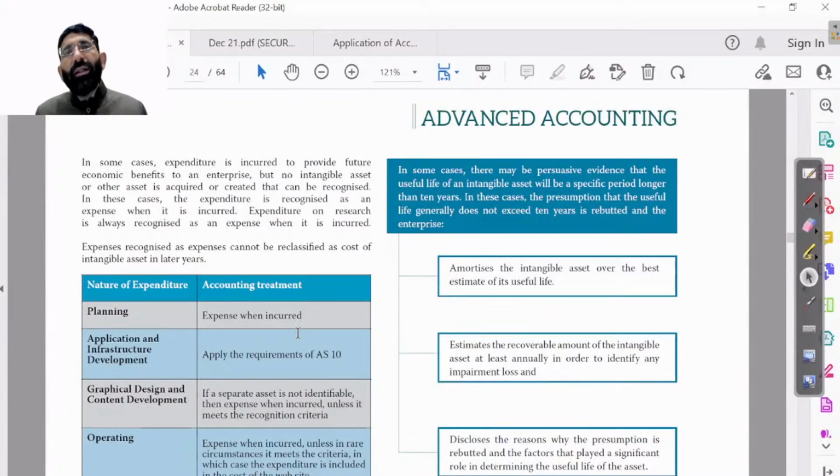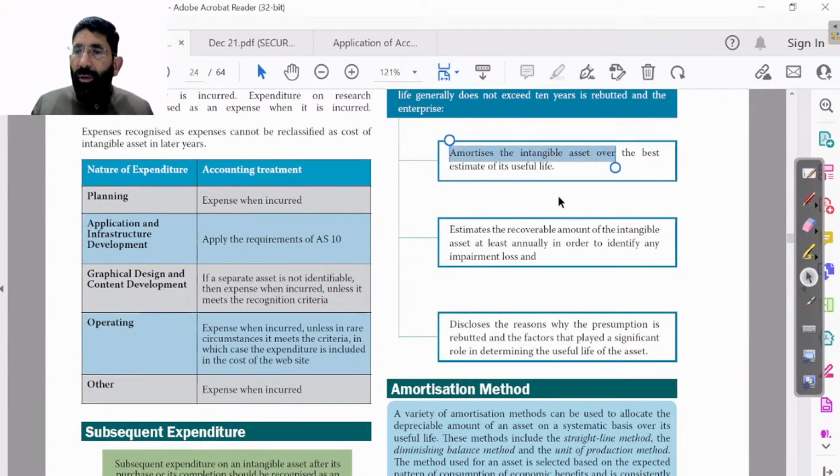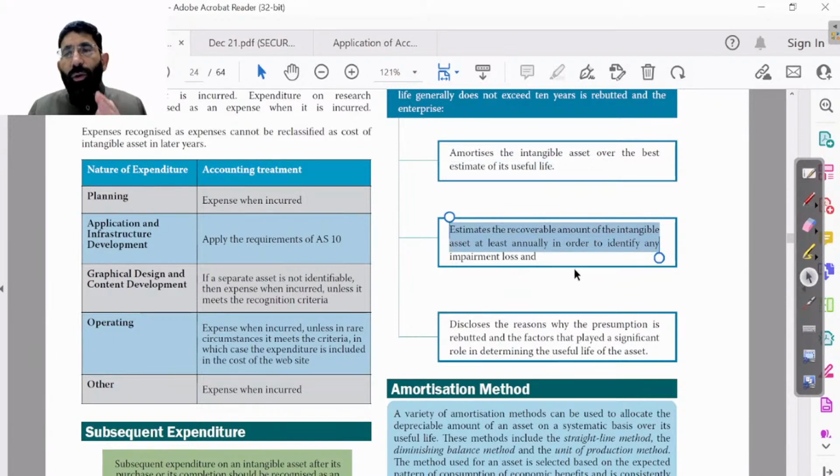So if we are expecting that its life may be more than 10 years and we have proper proof for that, we have proper estimate for that, we can do it. Now we have to amortize it. Okay, we have to recheck it at the end of every year, so that we estimate the recoverable amount of the intangible asset at least annually in order to identify any impairment loss. So if we are expecting any impairment loss, that is to be written off regularly.